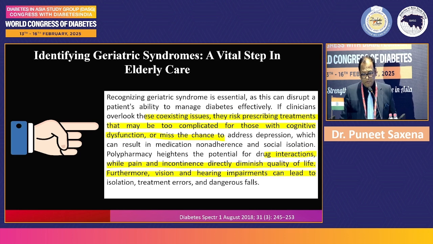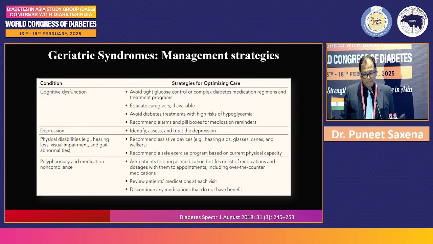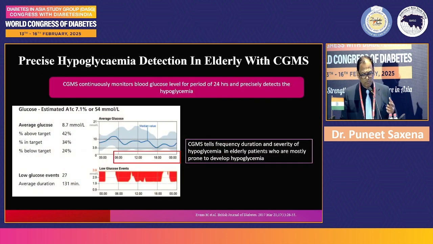Identifying geriatric syndromes is a vital step. Then you can see here cognitive dysfunction, depression, physical disability, polypharmacy, and so on. Precise hypoglycemic reduction is important. With the Chairman's permission, I will just take 1 minute more. So precise hypoglycemic reduction in the elderly with CGMS.